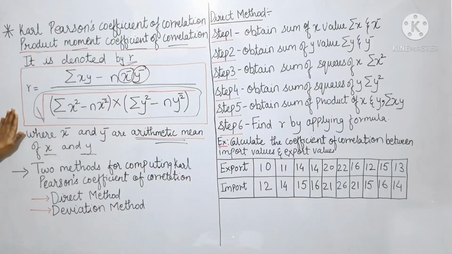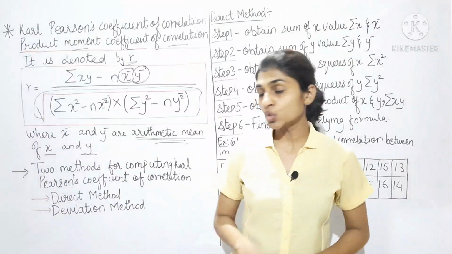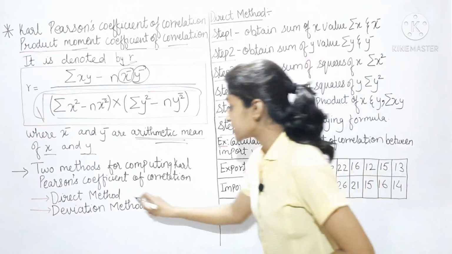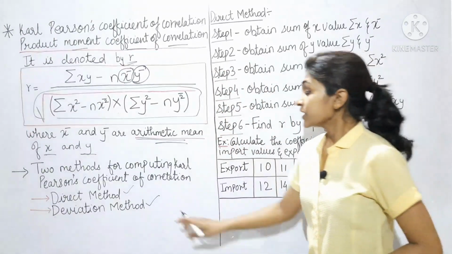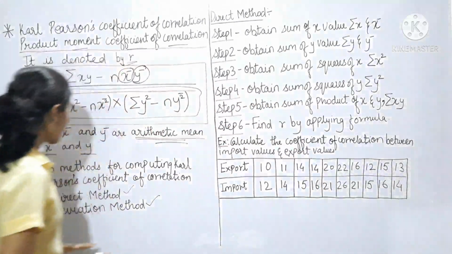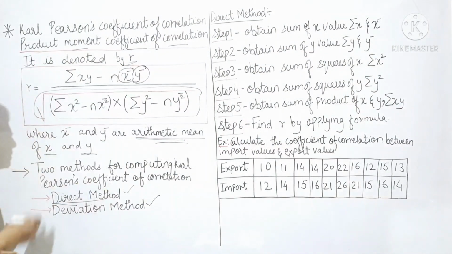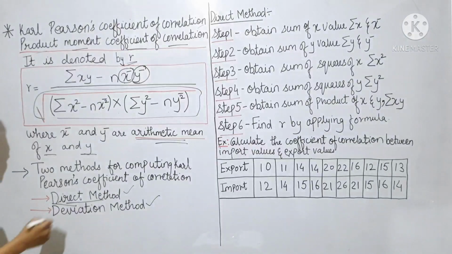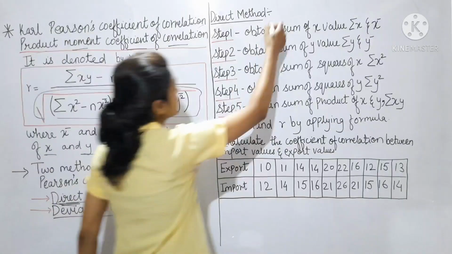Now to calculate the Karl Pearson coefficient, we have two methods. The first method is the direct method and the second method is the deviation method. The deviation method is also called the assumed mean method. First we'll discuss how to find the Karl Pearson coefficient of correlation by the direct method, and next we'll see the deviation method.